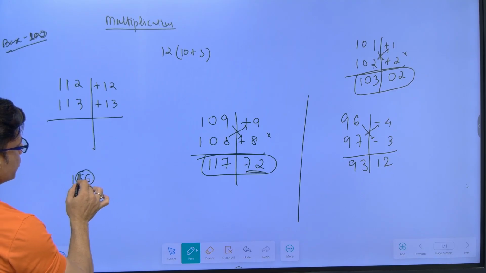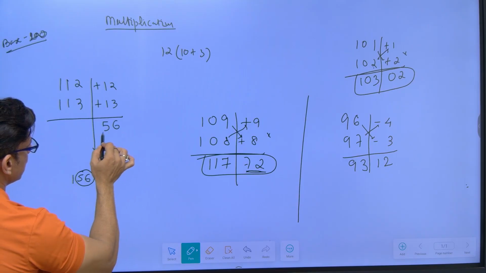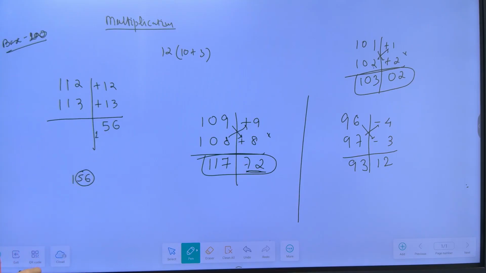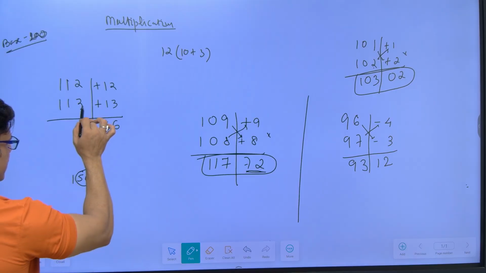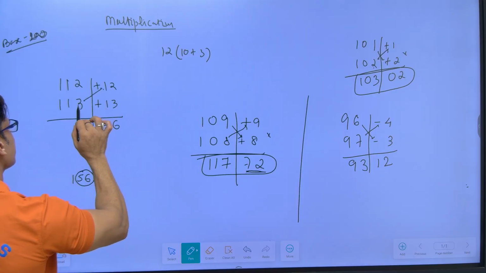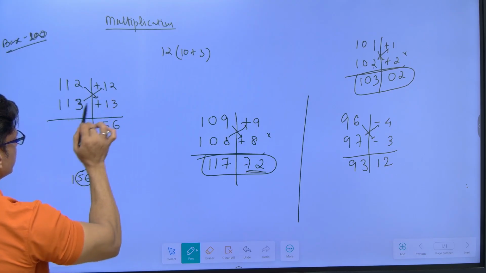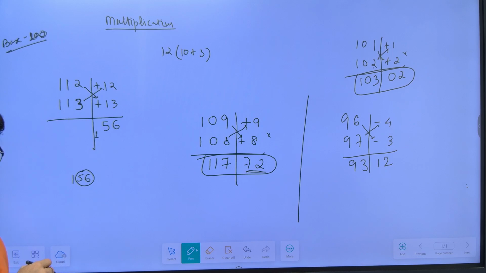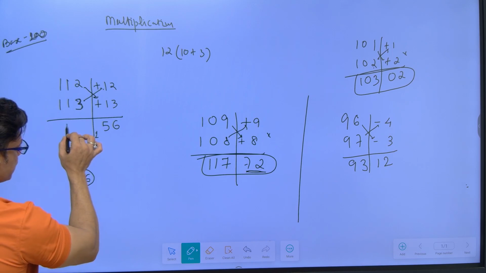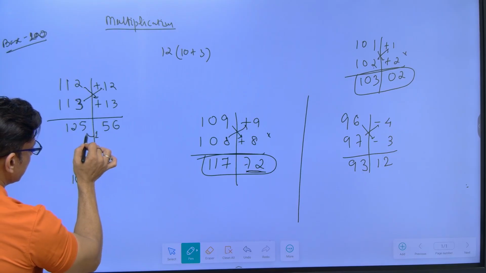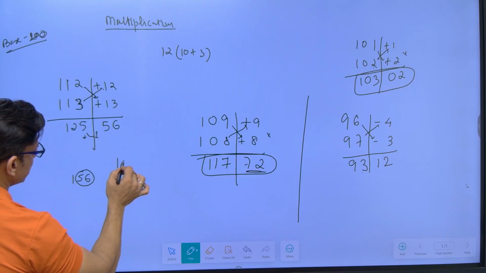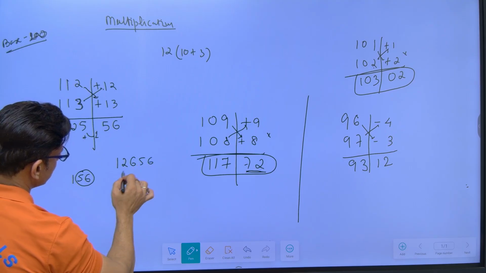Now once you get 156, just keep the last two digits here, 5, 6, and 1 as carry forward. Then here, first you cross add them, this plus this or this plus this. What is 113 plus 12, or 100 plus 12, 13? 125, and add 1 to it. So how much is it? 12656.